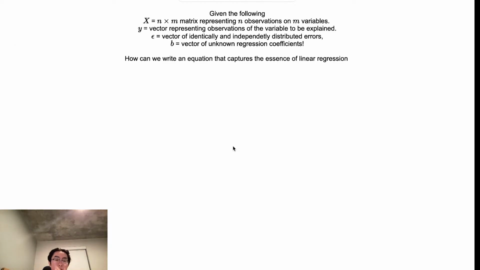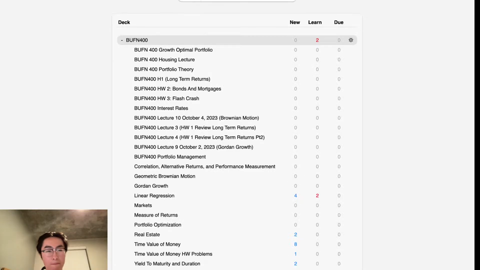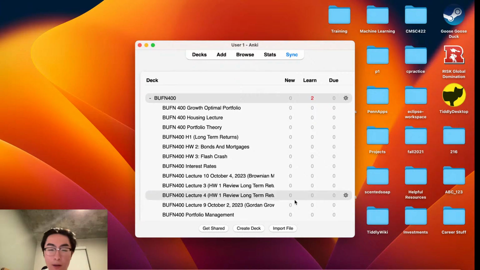So, given the following X is an n by m matrix representing n observations on m variables, okay, I think I'm good for now.